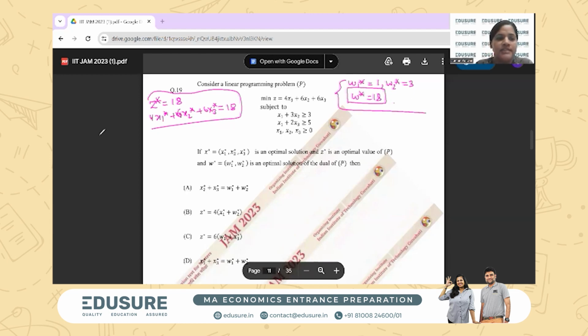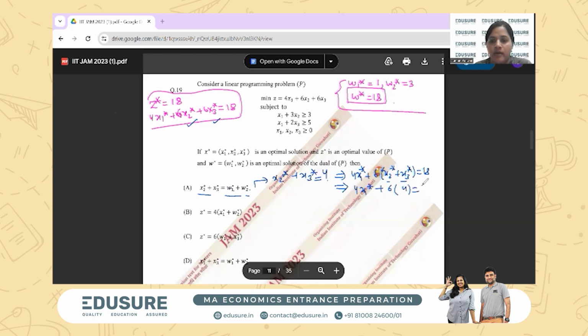Okay. So now let's see how to rule out these options. Let us look at the first option: x2 star plus x3 star equals W1 star plus W2 star. Suppose this is true. Then W1 star plus W2 star is 1 plus 3, that will be 4. Now we put this in the equation: 4x1 star plus 6 times (x2 star plus x3 star) equals 18. That means 4x1 star plus 6 times, now x2 star plus x3 star is coming out to be 4.